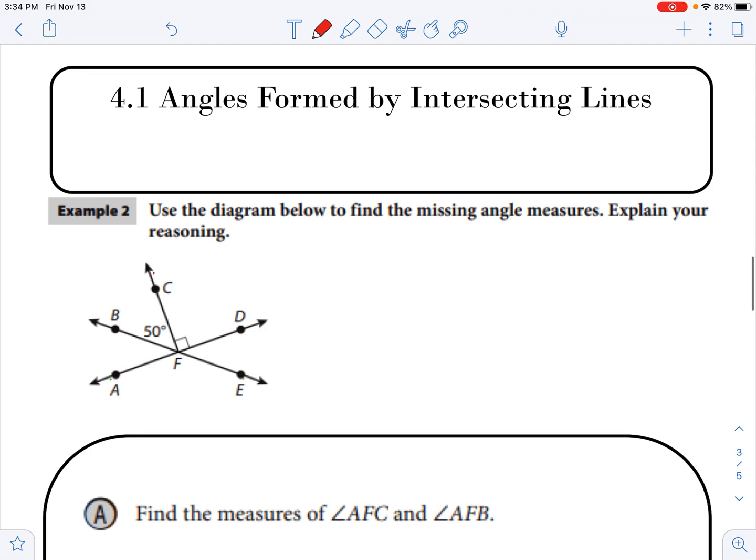Then here, a couple things I want to point out to you. If I said angle BFC and angle DFE, are these vertical? So I go ahead and look at it. BCF is this angle right here. And then I have DFE, so D to F to E.